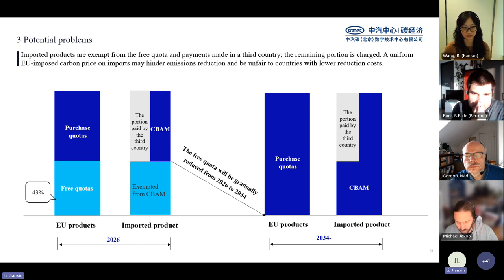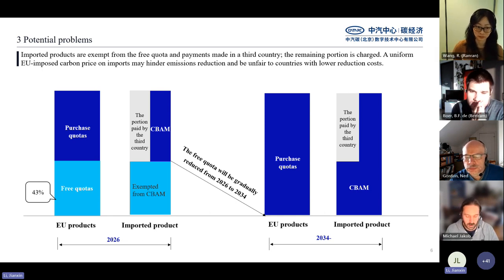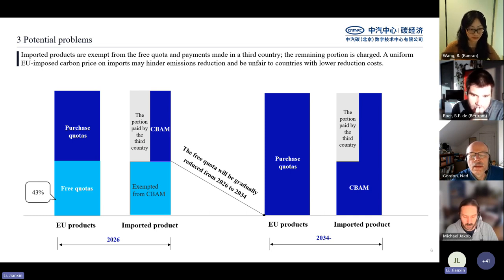And we think that it may not be the most effective way, because developing countries need to pay more than they should pay. So maybe this will make them less motivated for carbon reduction activities.